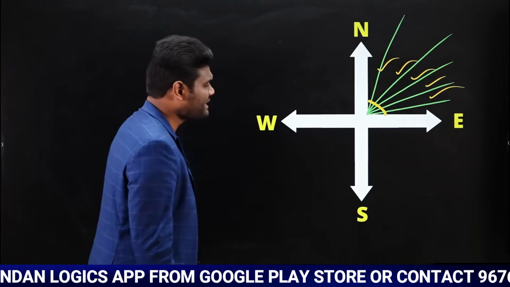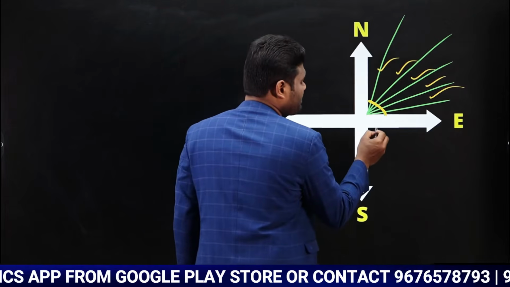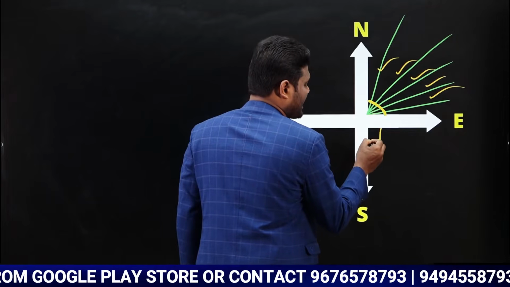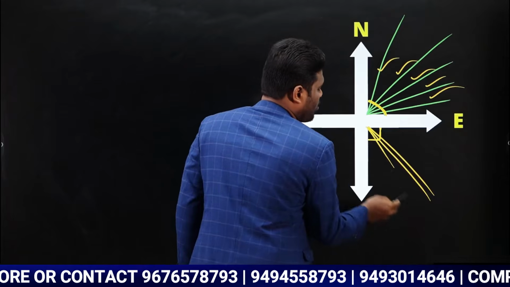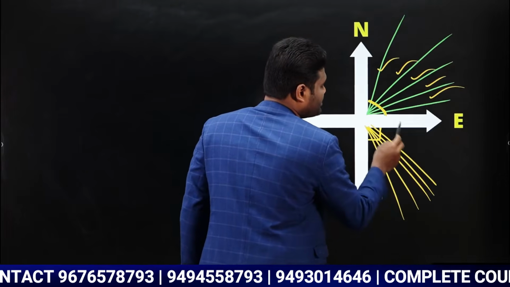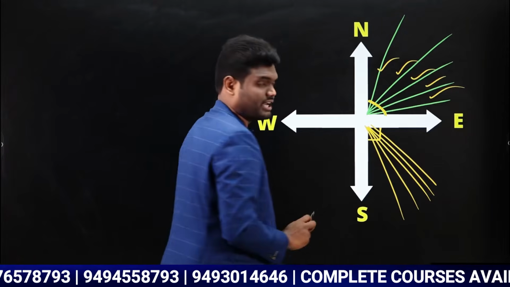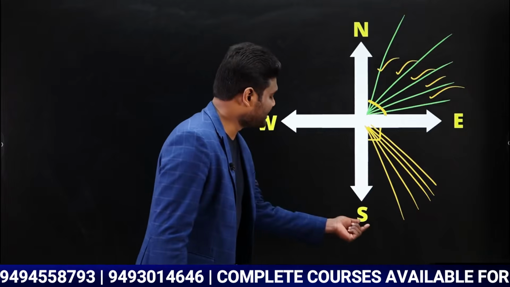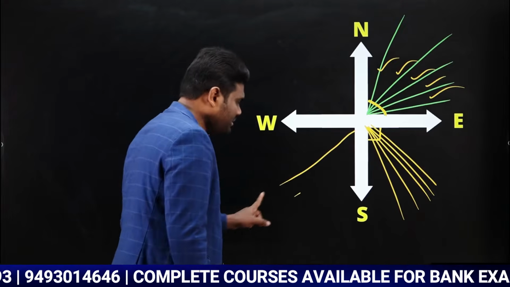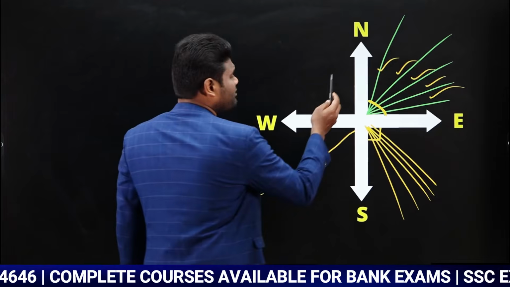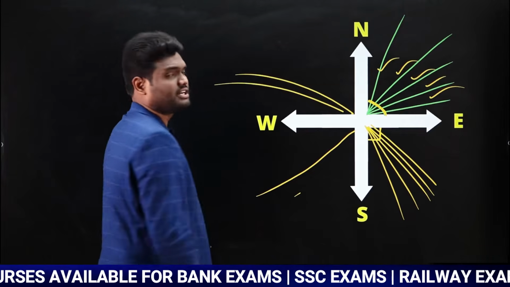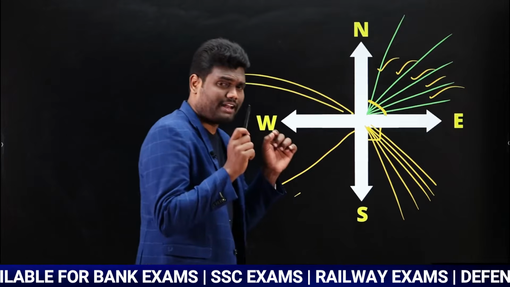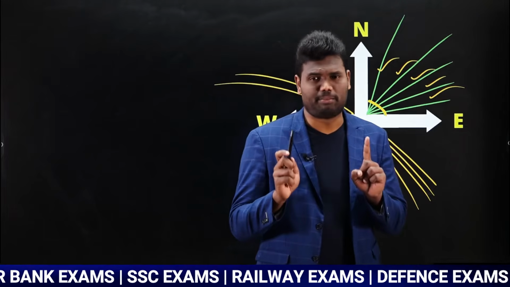Whatever the angle, now if you observe here, this is a 90 degrees angle. Whatever you have in between, now this is nothing but the southeast direction. Similarly, whatever you have between south and west is the southwest direction. And whatever you have between north and west is the northwest direction. Is that clear? Very important and very simple as well.